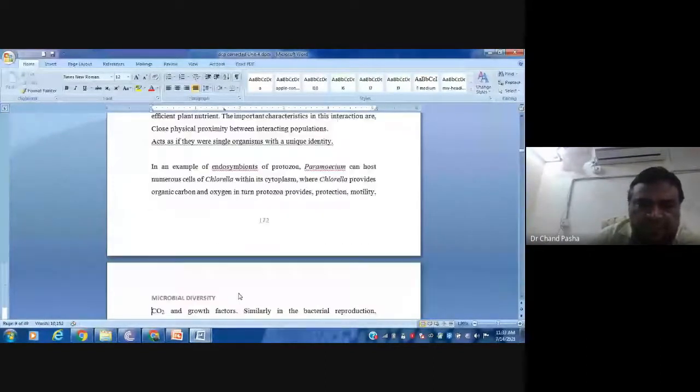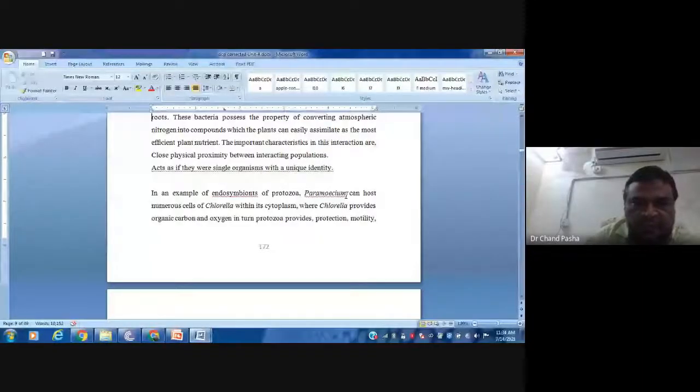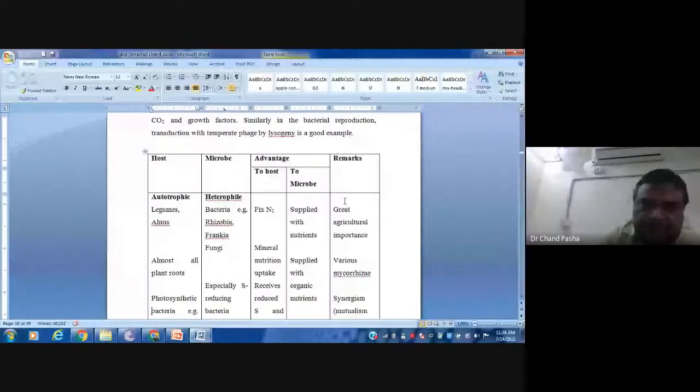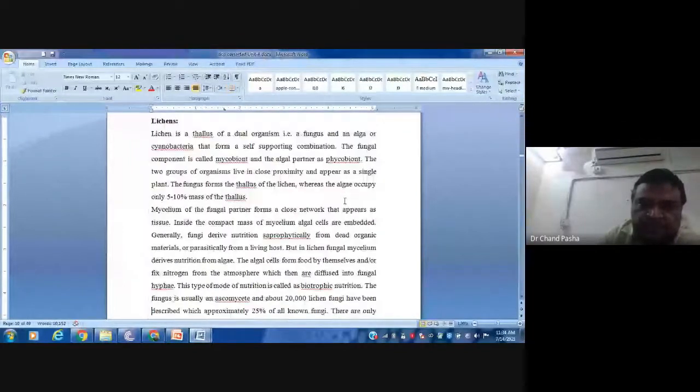Rhizobium is an example, and paramecium, in paramecium, chlorella also stays over. This is the question which was given to you in exam. In paramecium, endosymbiont, we asked what is the endosymbiont. Chlorella is an endosymbiont with the paramecium. These are the examples. And lichens are one best example for symbiotic relations.